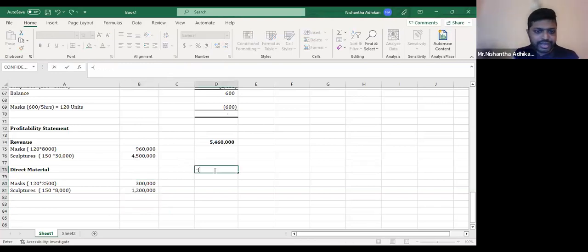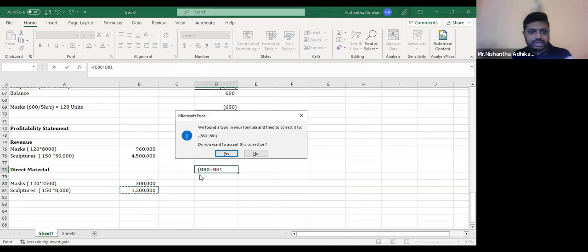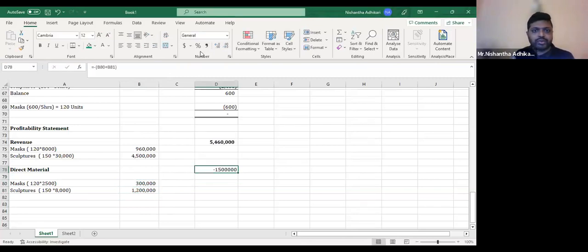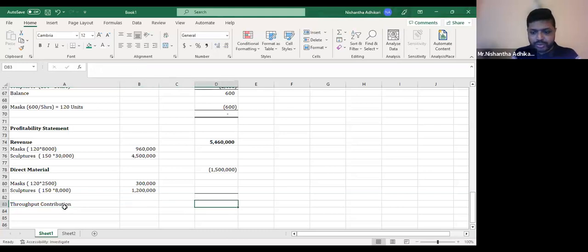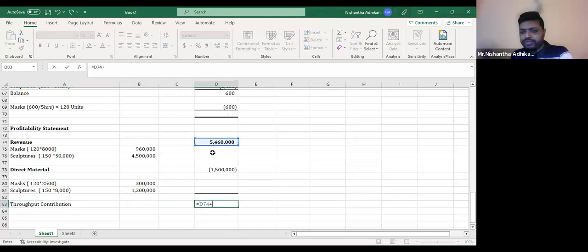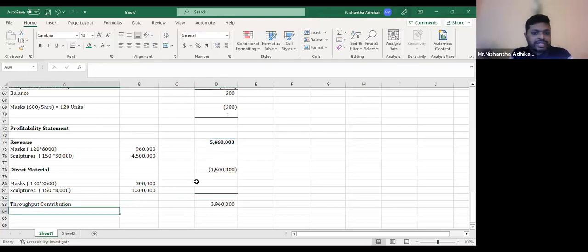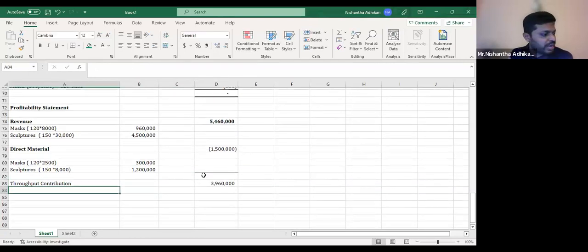If you take the value for mask and sculpture, 1.5 million is the direct material cost. Then you can get the value here. I'll take the value. Throughput contribution, you can take the value: 3,960,000, right?